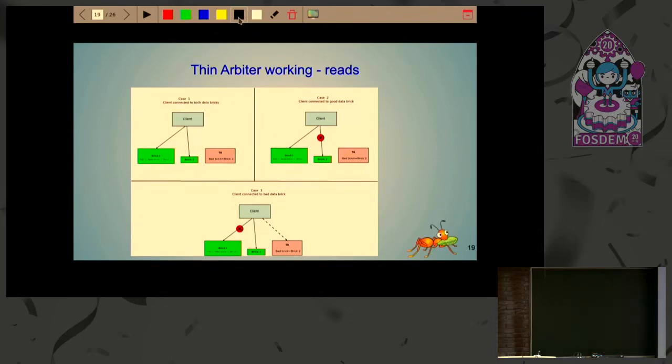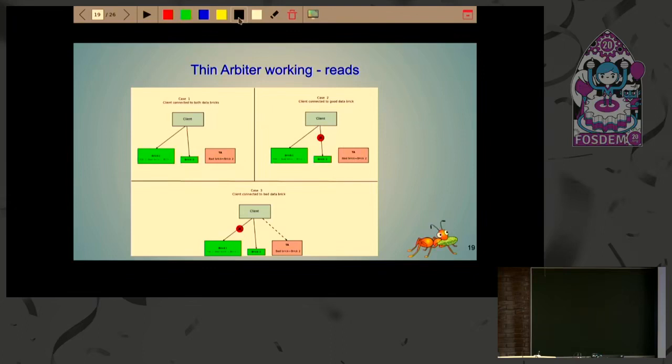So case 2 is when we have the client connected to the good brick and it's disconnected from the bad brick here. If this good brick already blames the second one with an accuser, then we can be sure that you don't have to contact the Thin Arbiter node, because the accuser here is already blaming this guy. So you can directly allow the read to go through.